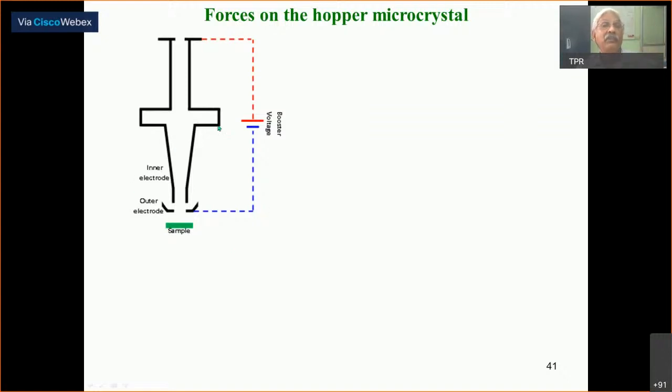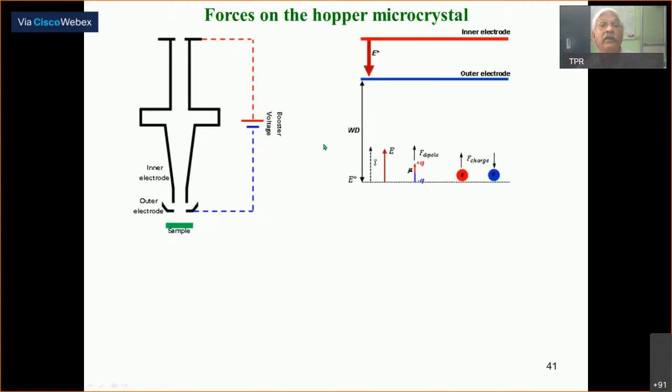This is the schematic of the FESEM column, the electron beam column, and they have what is called an outer electrode and an inner electrode, which gives a booster voltage, which actually slows down the beam which comes down this column. Now, in this schematic of the inner electrode and outer electrode, there is an electric field which will be decaying exponentially down to the crystal. And here you have the dipoles, here you have the charges.